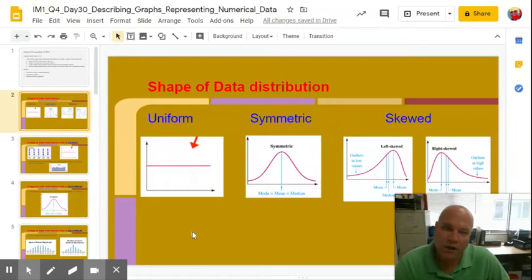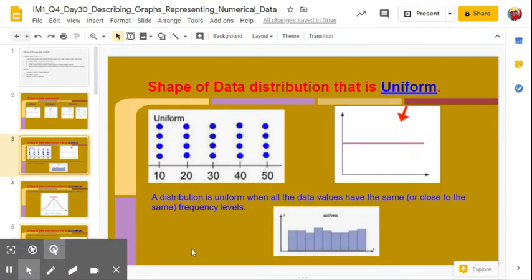All right, today we're going to be looking at how we describe the shape of a graph that represents a data set. So we're going to have three main descriptions for the shape: uniform, symmetric, and skewed. A uniform distribution is when all the data values have the same frequency levels.